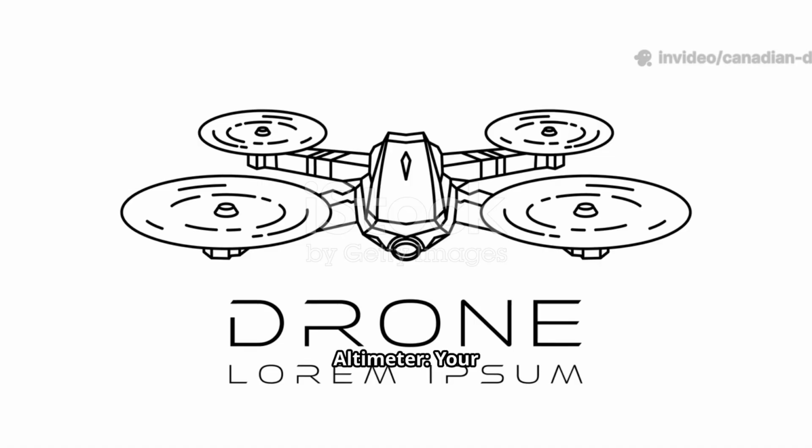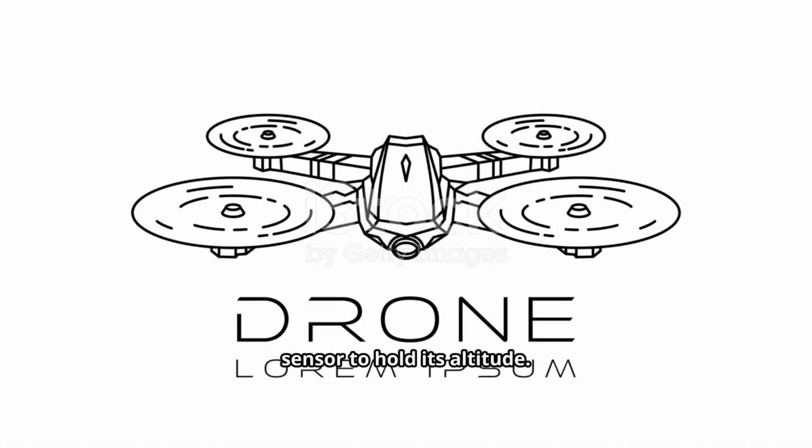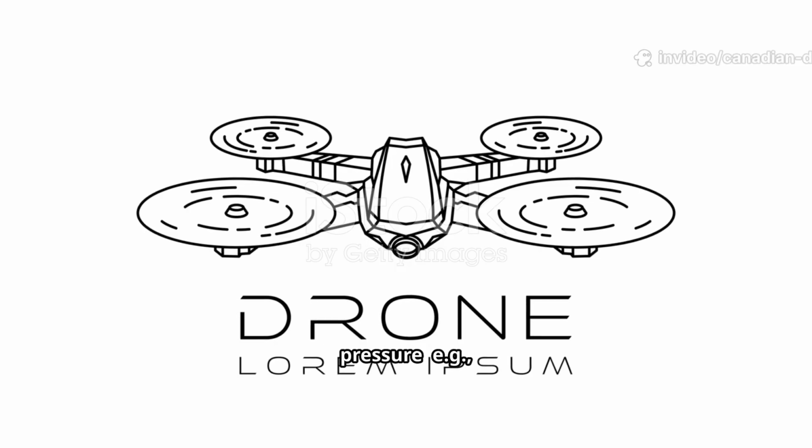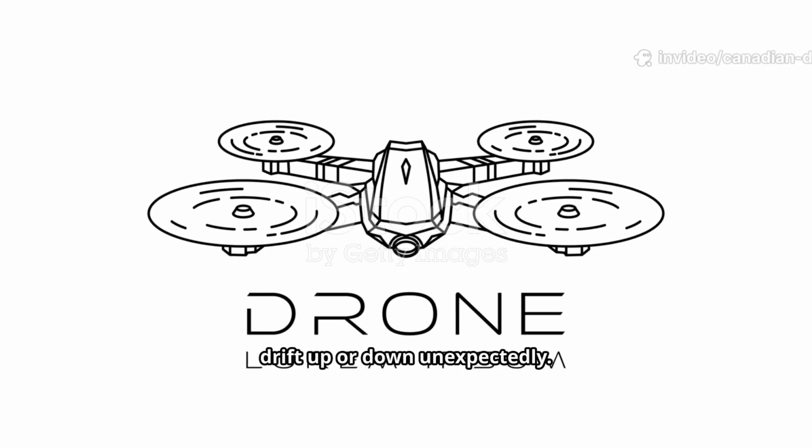E. Pressure and the barometric altimeter. Your drone uses a barometric pressure sensor to hold its altitude. Rapidly changing pressure, for example in a fast-moving weather system, can cause the drone to drift up or down unexpectedly.